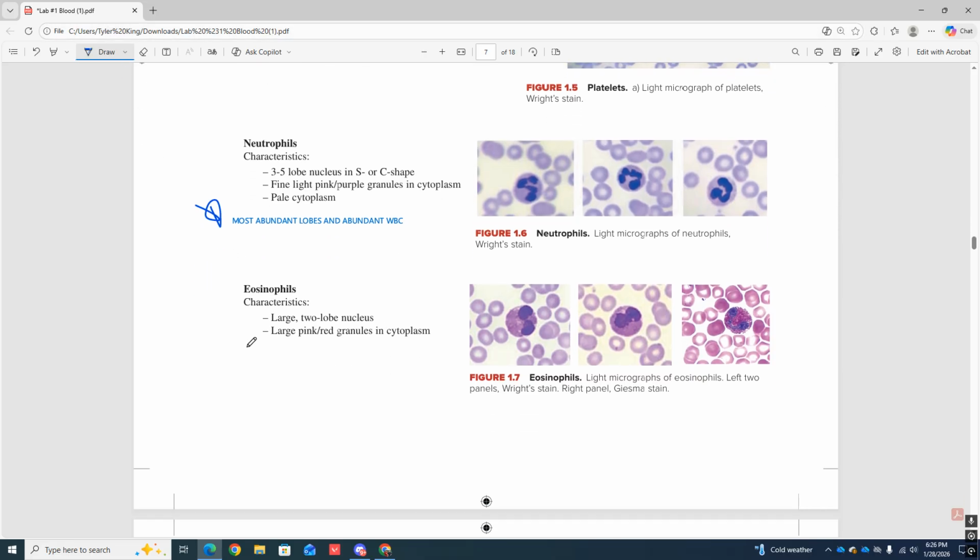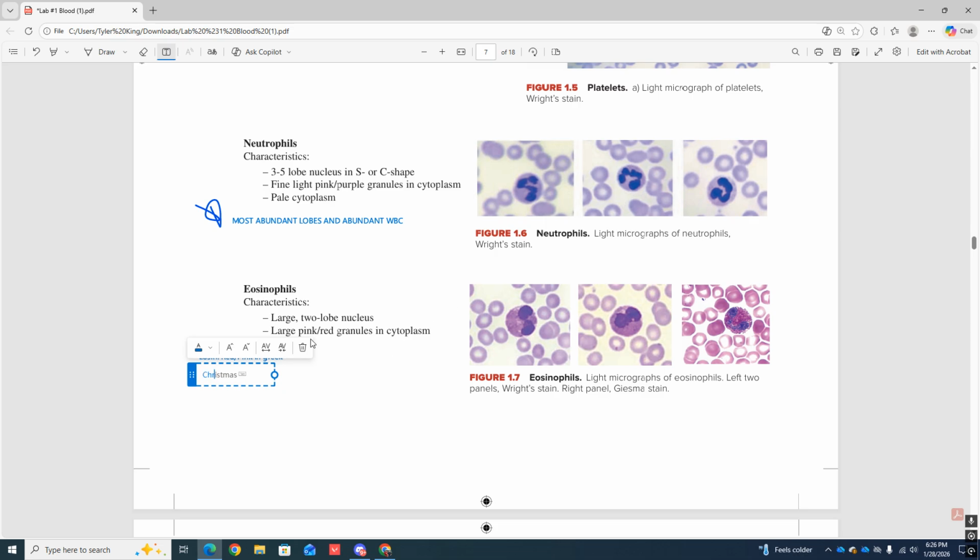Eosinophils, next one here. Large 2-lobed nucleus, large pink red granules. It's in the name here once again. I told you guys this. Remember, eosin in Greek means a red or pink color.